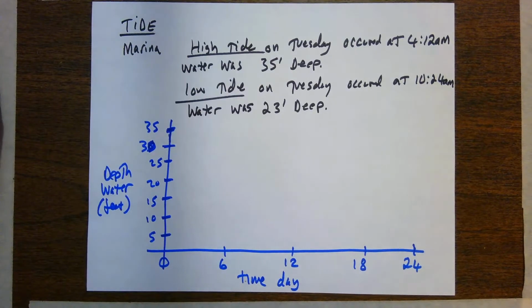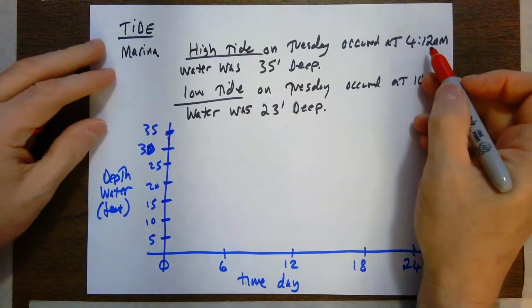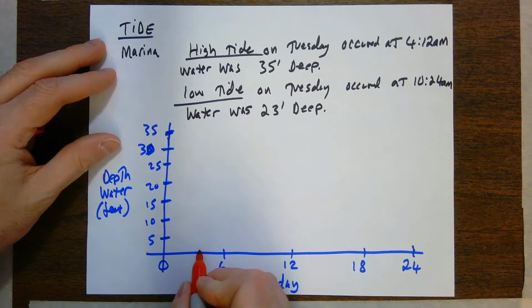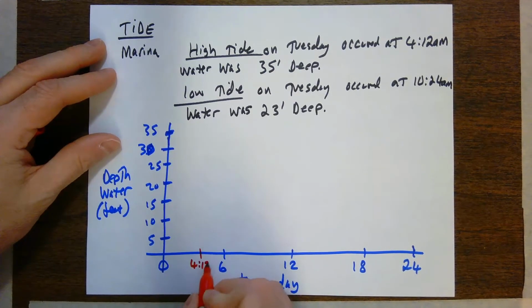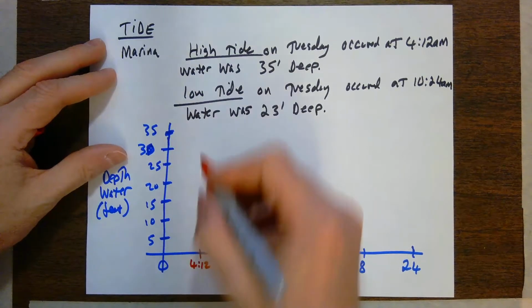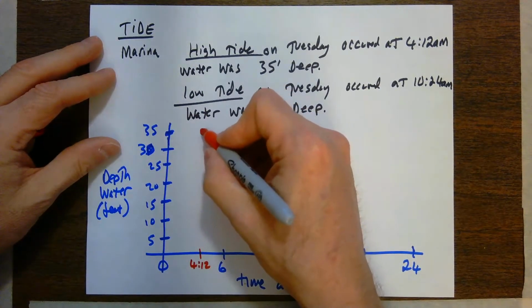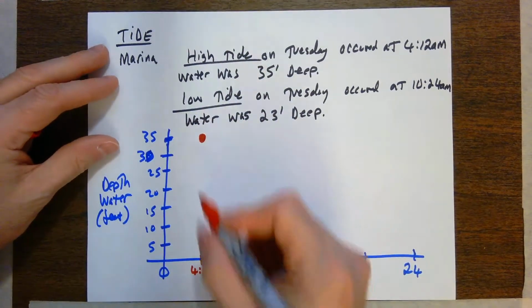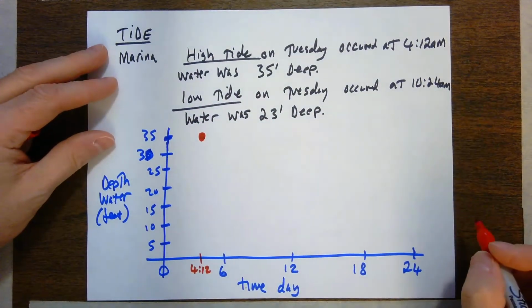Now these two points are very important points. I'm going to graph them. So at 4:12 a.m., where is 4:12 a.m.? Well, somewhere between 0 and 6: 1, 2, 3, 4, 5. I'm going to say that this is going to be 4:12 a.m., and the water was 35 feet deep. It was the deepest it possibly could be. There's my point. That represents 4:12 a.m., 35 feet deep.